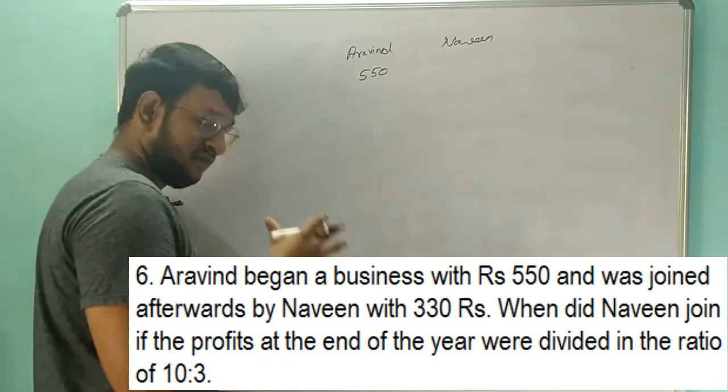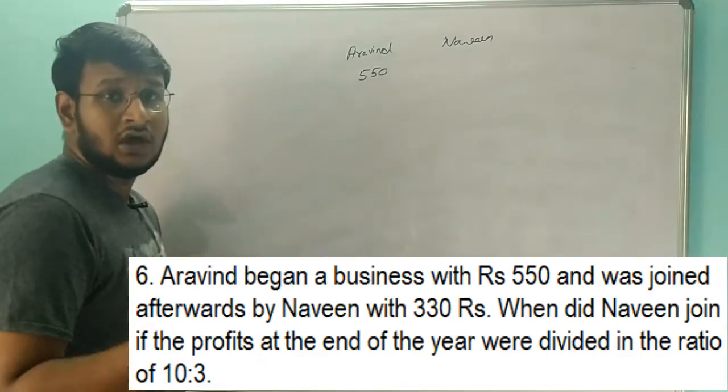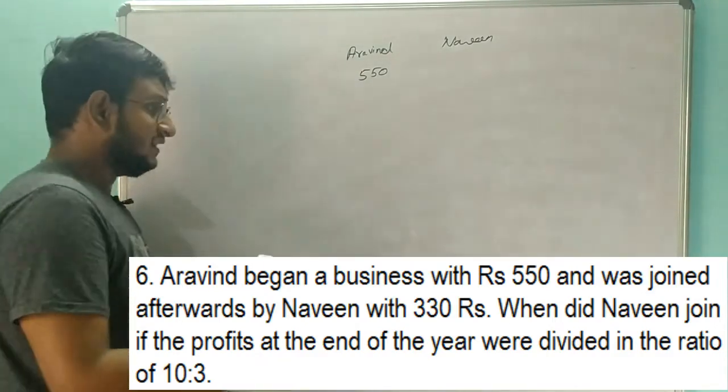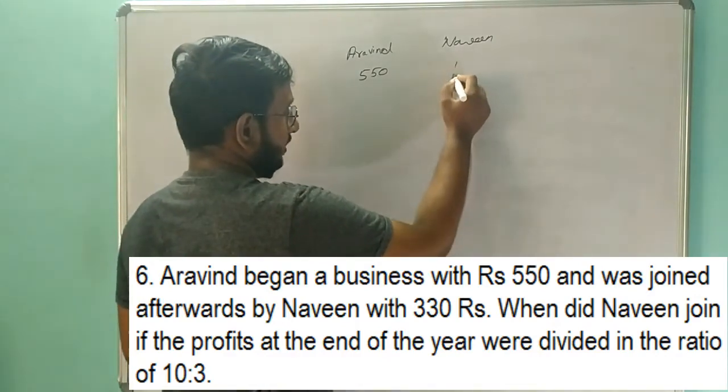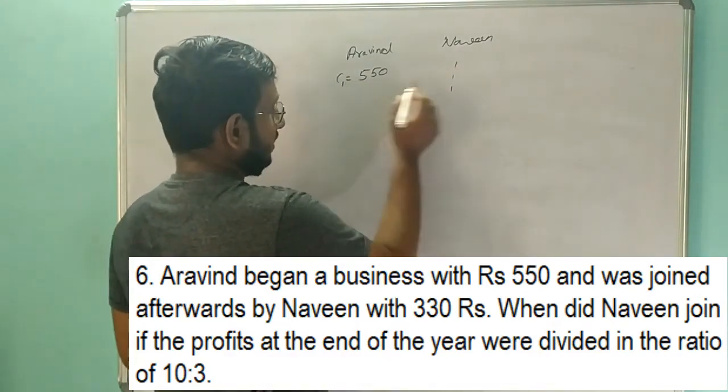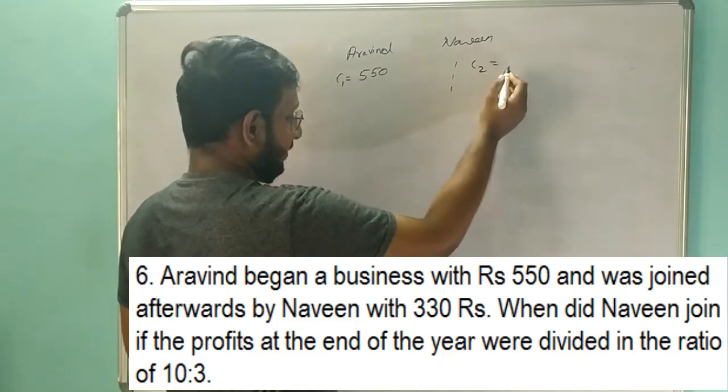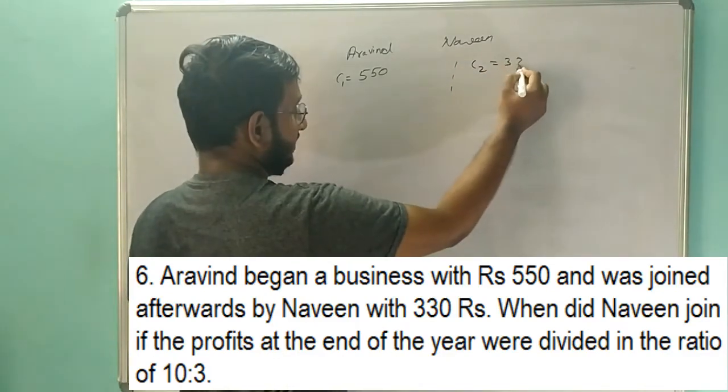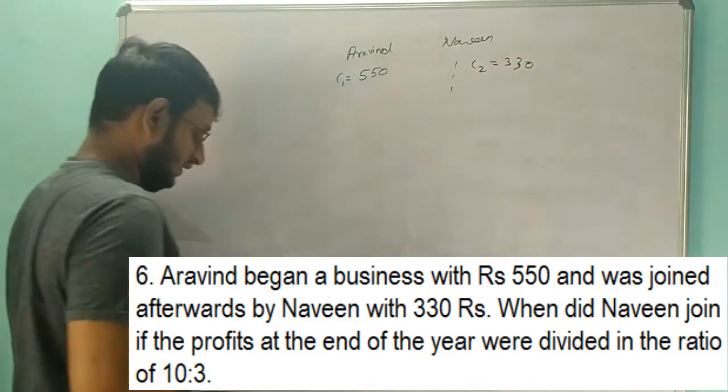Afterwards they have not given the exact time period when Naveen joined the business, so we don't know the time period. But we know the capital. So we know the capital as 330.